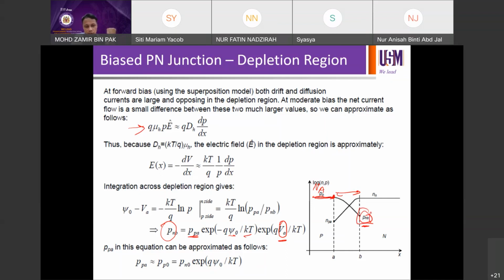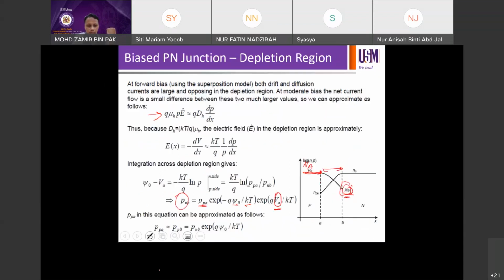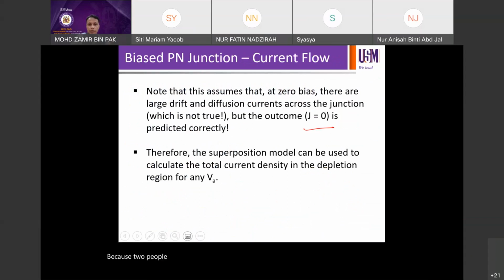So ppa in this equation can be approximated as ppa equals to pp naught. Why is it like this?